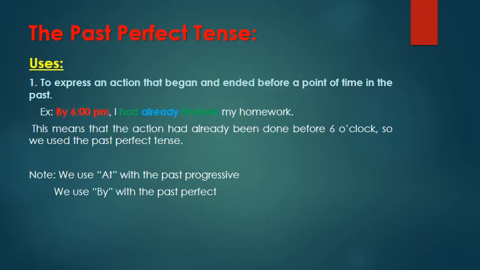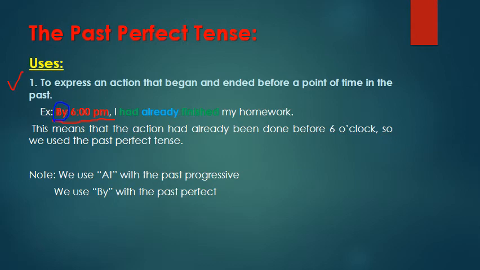Now we come to the third past tense, which is the past perfect tense. This is a very interesting tense, and it's very popular on official exams. It's really simple if you study it and think about it well. When is it used? It's used to express an action that began and ended before a point of time in the past. For example, by 6 a.m. Again, an indicator for this tense is the word by, okay?